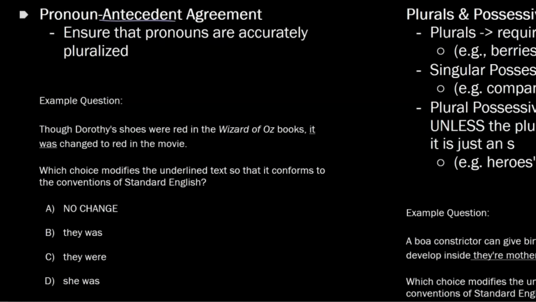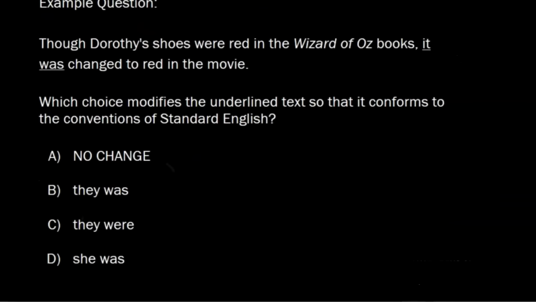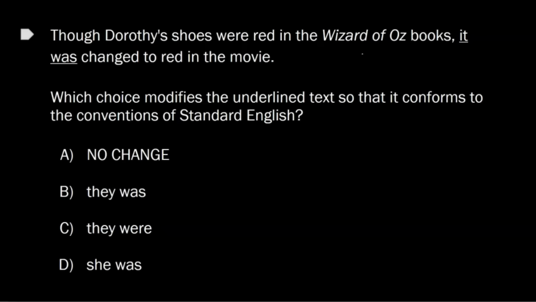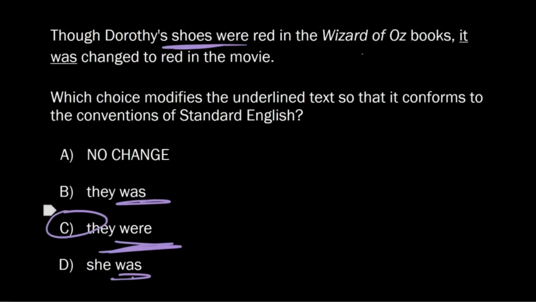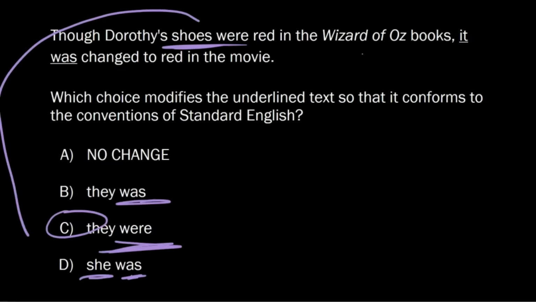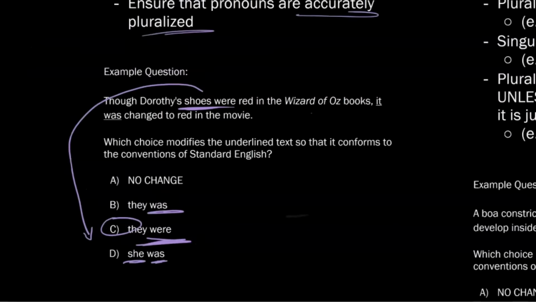Okay, your pronoun-antecedent agreement. Ensure that pronouns are accurately pluralized is basically what this is, right? So, though Dorothy's shoes were silver in the Wizard of Oz books, it was changed to red in the movie. It is not an "it." There were multiple shoes. So I would say they were changed to red in the movie, because they were. It's a plural. These "was" options don't make sense, right? And "she was" makes even less sense. This doesn't really agree. The shoes are not a "she." English is not a language where nouns are all necessarily gendered.